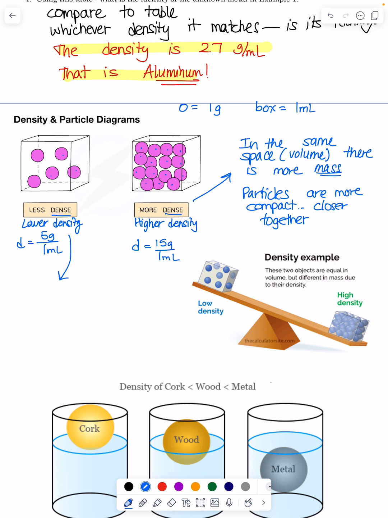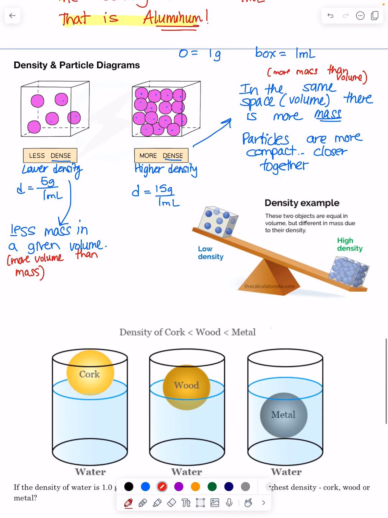What does less dense mean? Less dense means there's less mass in a given volume. I'm going to write this in a different color, or the opposite. For the more dense, there is more mass than volume. For the less dense, there's going to be more volume than mass in general.